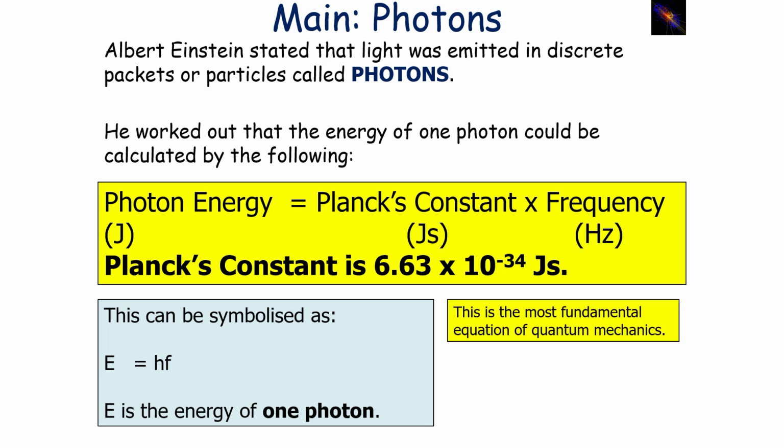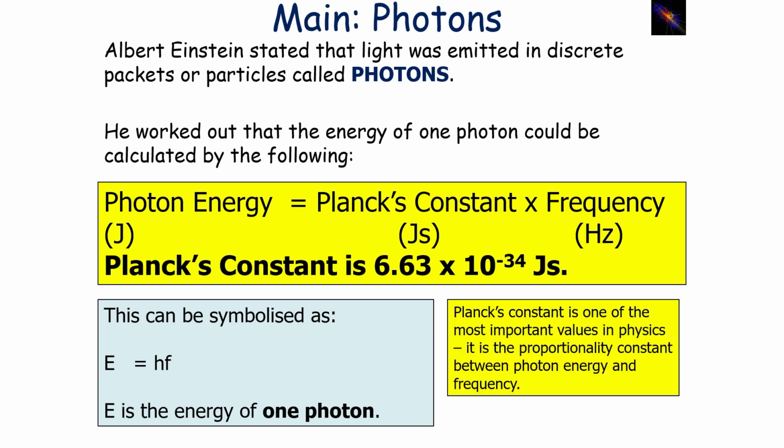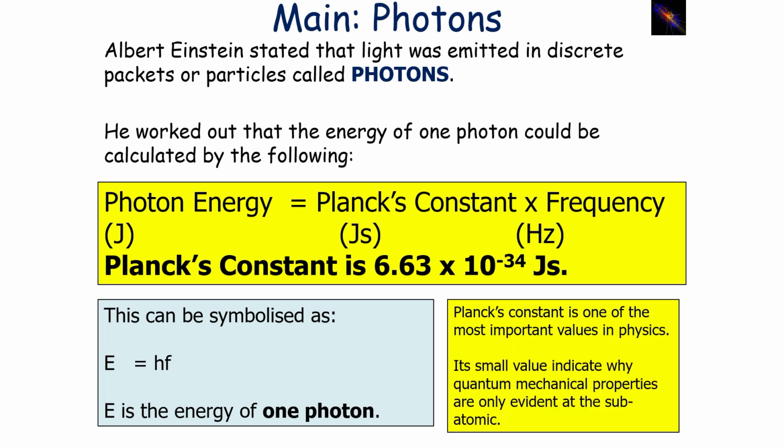Now this is one of the most fundamental equations in quantum mechanics. Planck's constant is one of the most important values in physics. It's the proportionality constant between the energy of one photon and its frequency. Now, because it's a small value, this indicates why quantum mechanical properties are only evident on the subatomic scale.